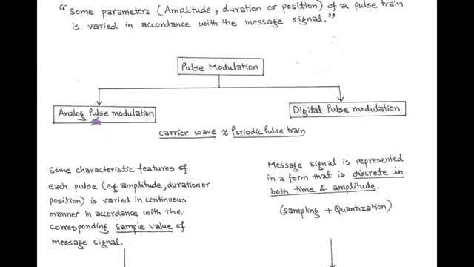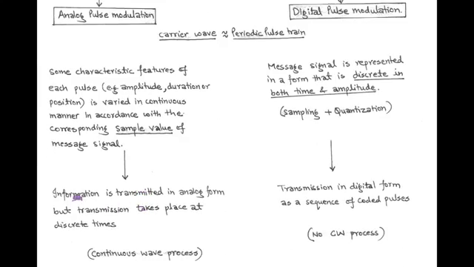So, in analog pulse modulation, some features of each pulse like amplitude, duration or position are varied continuously in accordance with the message signal. Or we can say that in analog pulse modulation, information is transmitted in analog form, but the transmission process takes place at discrete time or at discrete samples. And in order to convert continuous time into discrete time, we use the sampling process. And accordingly, analog pulse modulation is called a continuous wave process.